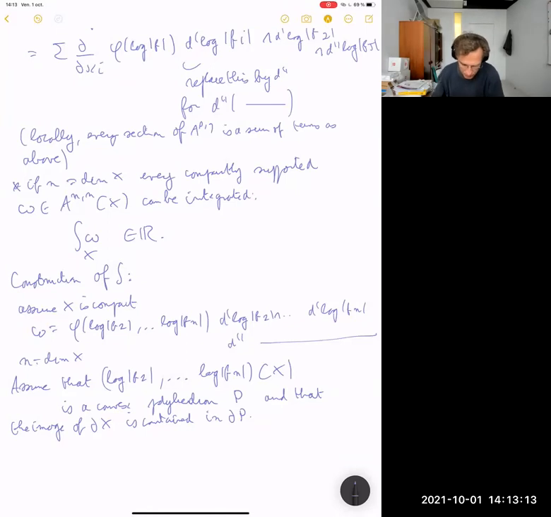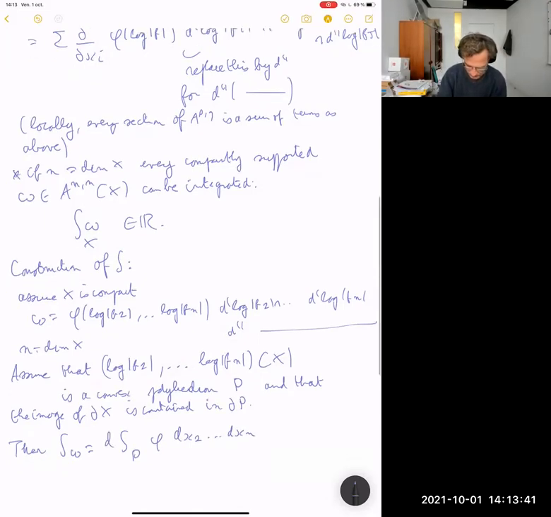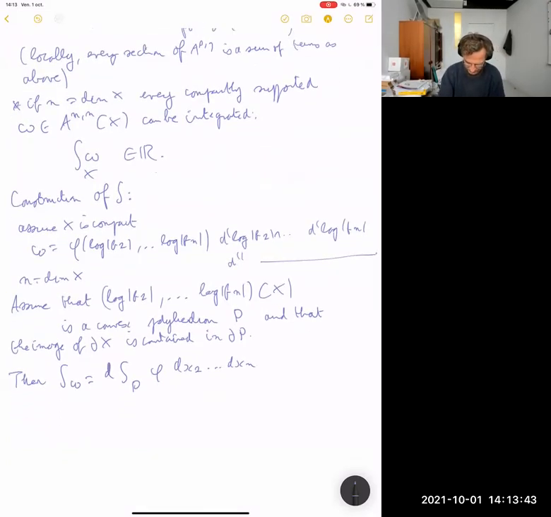And in fact, by arguing locally, you can always reduce to this situation, or at least omega will be a sum of terms like this, but the integral is linear, of course, so it's sufficient to be able to integrate one such term. And then the integral of omega is just the integral on this polyhedron P of the function phi, now the usual Lebesgue integral. But there is an integer, and I will explain how this integer is defined. So this is a degree, and what is this degree?